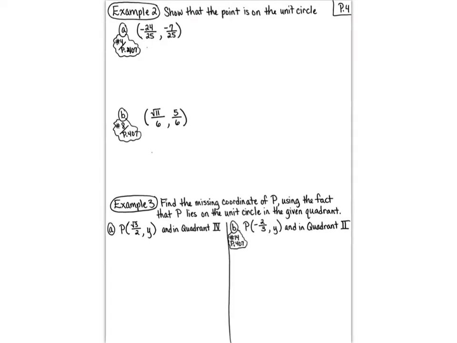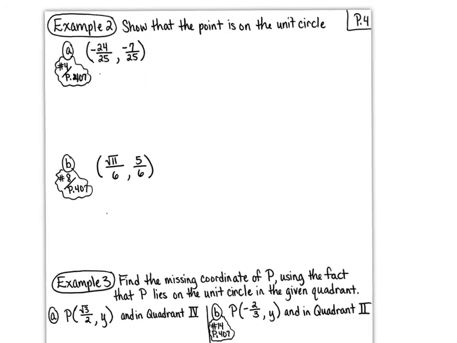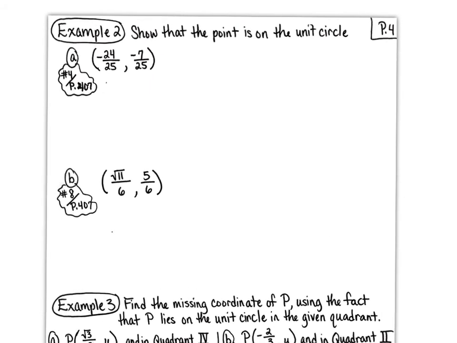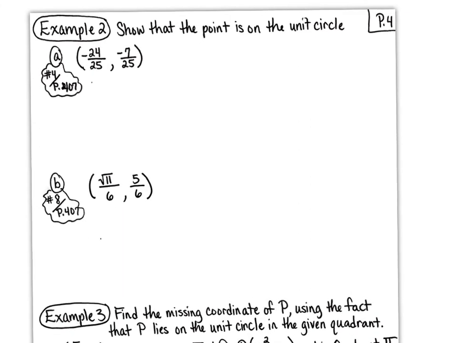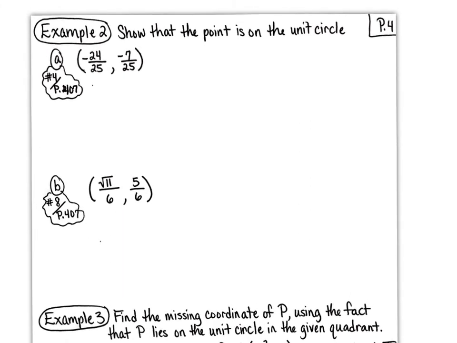So now we're going to go over an example where we want to show that our given points lie on the unit circle. How can we go about showing that a given point lies on the unit circle? Any ideas? If you want it, you can answer it. Any ideas? How can we show that a given point lies on the unit circle?